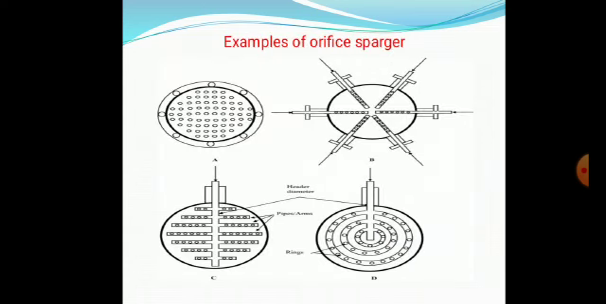Here you can see how the ring is common, but different types of holes are provided. It is in a different format. That diagram you can see in A, B, C and D. C you can see how it is arranged, and D you can see it is. So all these are nothing but holes drilled into the ring-like structure. All these are examples of orifice sparger, also called ring sparger.